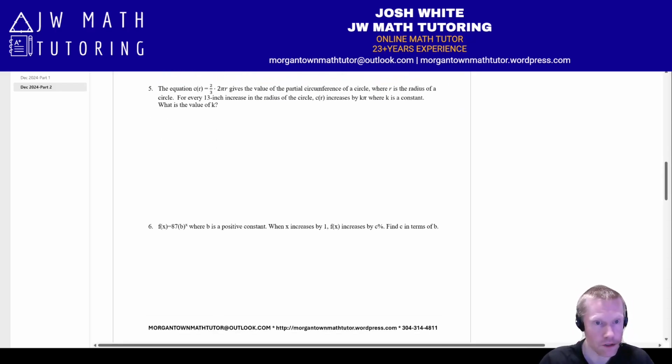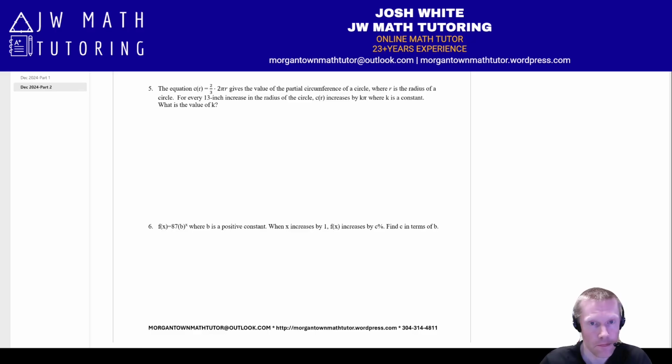All right, next up, question number 5. Here you have this equation which gives the value of the partial circumference of a circle. Notice 2 pi r here is the circumference, but this is 2/3 of it. And we want to know for a 13-inch increase in the radius, how much does this equation, or the partial circumference, increase by? Essentially, it wants to know what k is here in this expression, k pi. All right. So again, easiest way I think to do this is basically just with picking numbers.